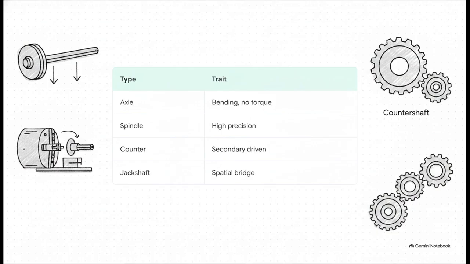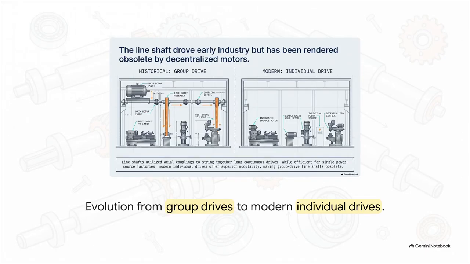An axle, for instance, primarily handles bending moments from weight and bearing reactions, usually with zero torque involved, like a standard railway wagon axle. A spindle is a short shaft delivering high-precision, localized power, like the drive shaft on a lathe. Then you have counter shafts and jack shafts. These act as secondary or intermediate spatial bridges inside multi-stage gearboxes, rotating counter to the main shaft to step down speeds. The application of these shafts has totally transformed over time.